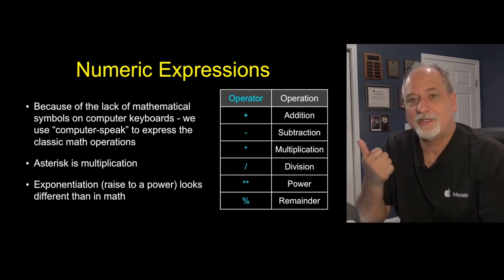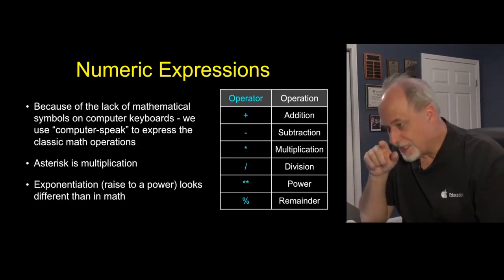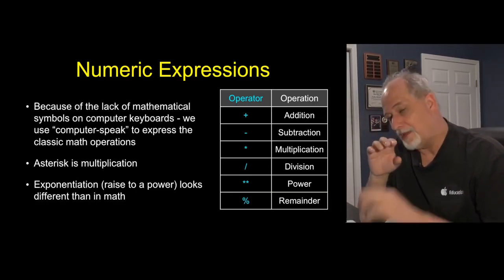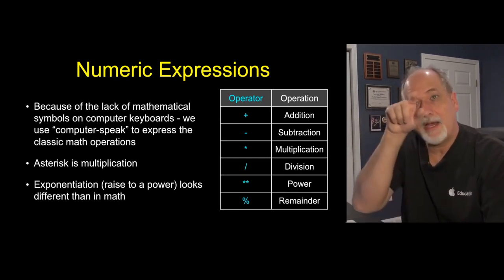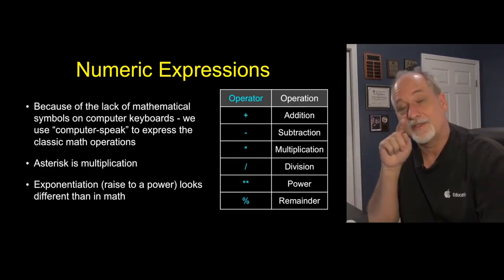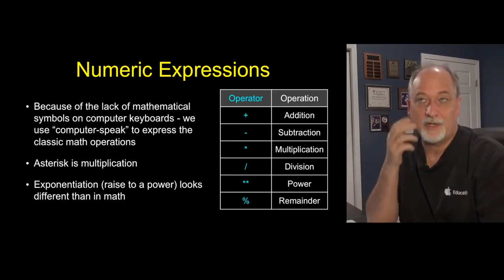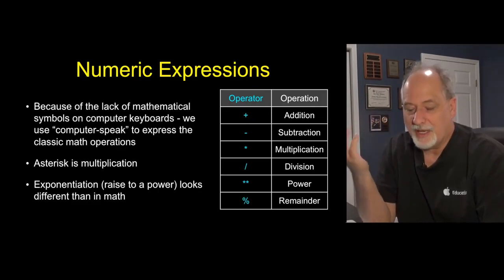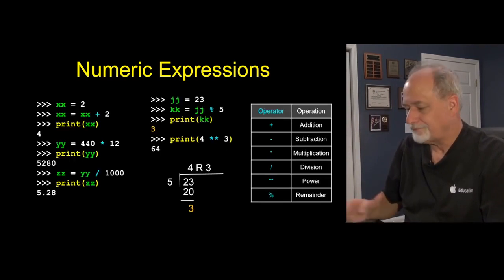So plus is addition, minus is subtraction. We don't have a times sign or a dot in the middle, so we use the asterisk as multiplication. Division, we can't put two things over top of each other, so we use slash for division. Raising to the power, because it didn't have little characters back then, is star star. And then remainder. Remainder is when you do integer division, it's also called the modulo operator, it's the remainder, not the quotient. And I've got a picture of that coming up.